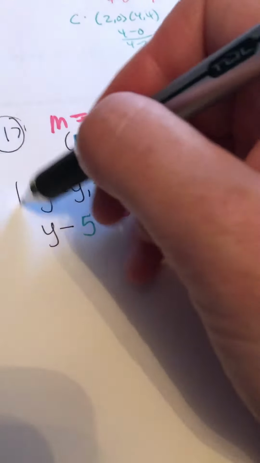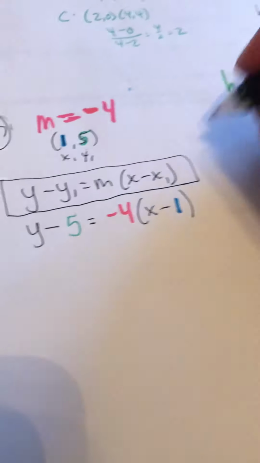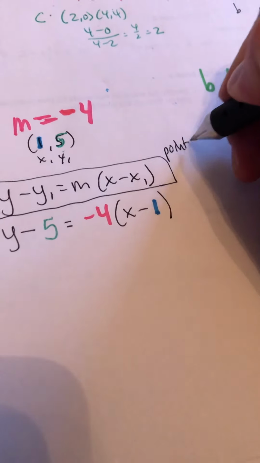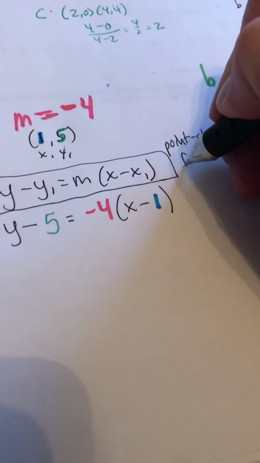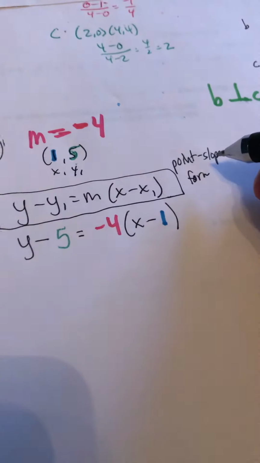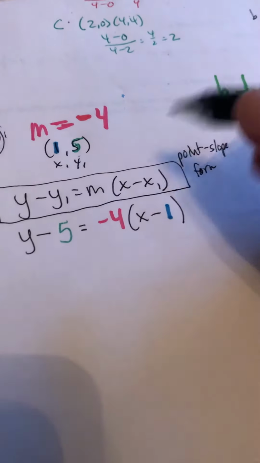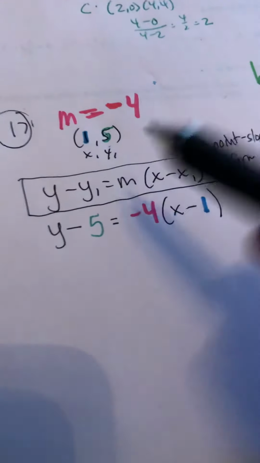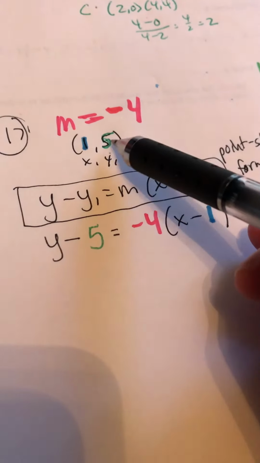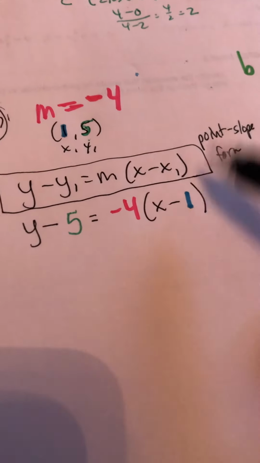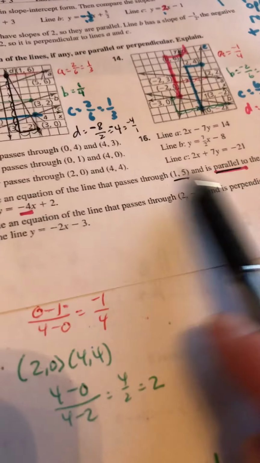This is the equation to get from a point and a slope. This is called the point slope form. Isn't that what you would expect from a math teacher? That's a point and it slopes. That's what we're using. So I used my point, that 5 and this 1, and I used my slope, the negative 4, and I knew that because it says parallel.